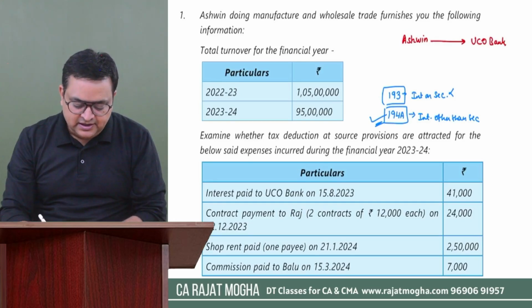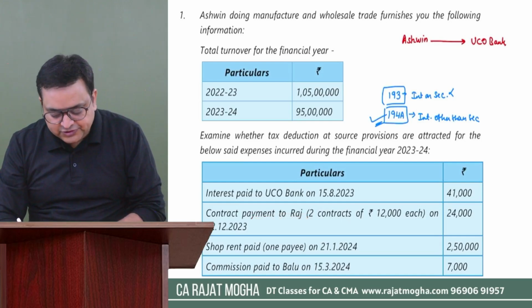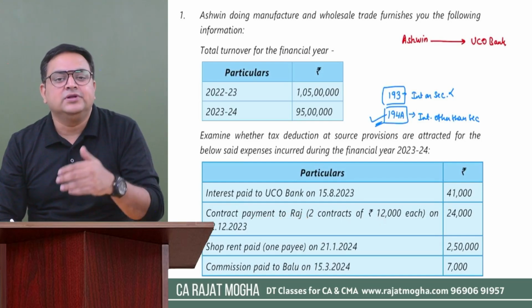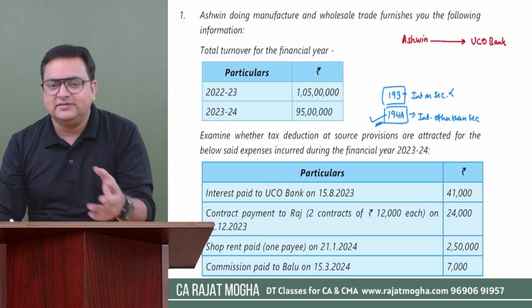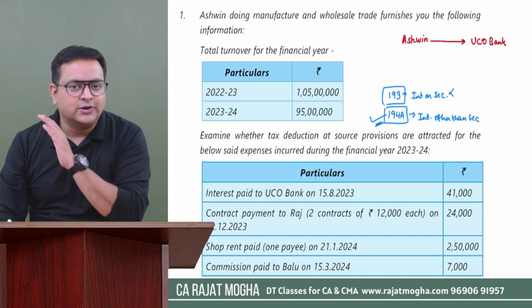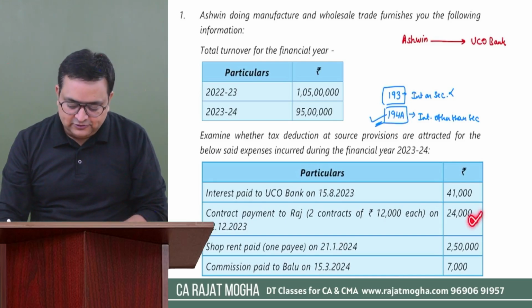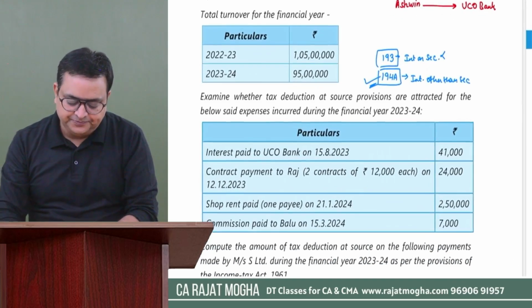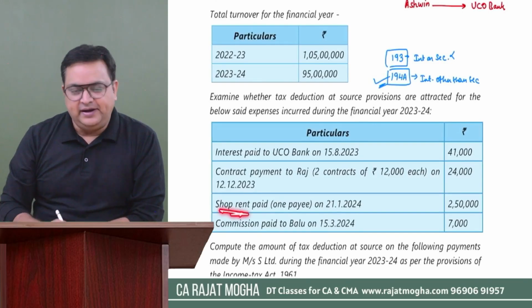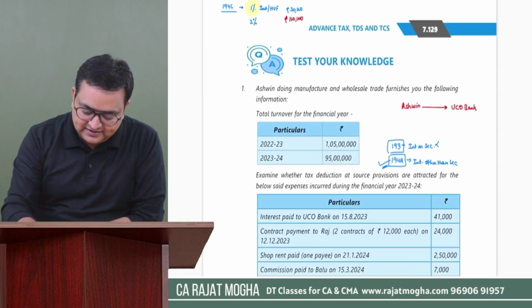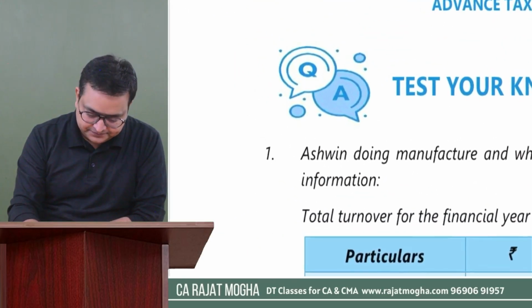You can link that in this case, in this question, the single contract is not more than 30,000. Multiple contracts is also not exceeding 1 lakh. Therefore, we are not going to deduct any TDS. So here also TDS will not apply. Okay. Next is shop rent. Tell me the section which is related to shop rent.